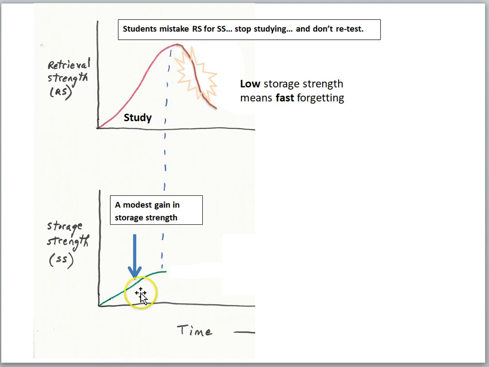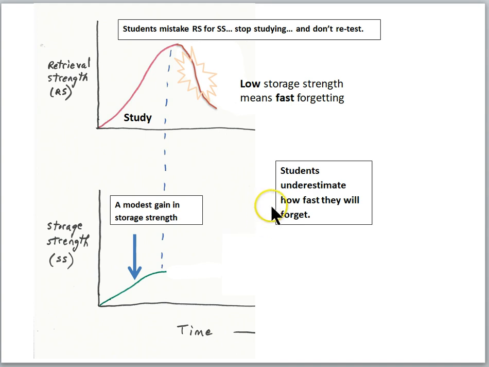Now, the fact that we only made modest gains in storage strength after this first study session means that we're going to be quickly forgetting. Low storage strength means fast forgetting. And students often underestimate how fast they will forget. Because again, it's that illusion, well, I thought I knew it during the study session. The information came readily to mind. And so we underestimate how fast we're going to forget because we may not really realize that we haven't increased storage strength enough yet to have a lasting access to that information.